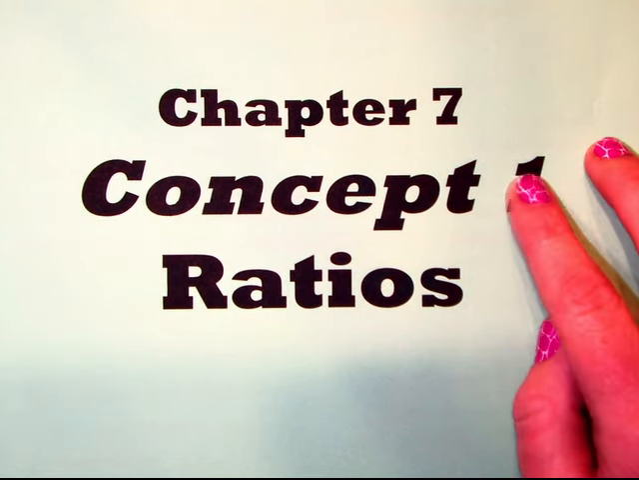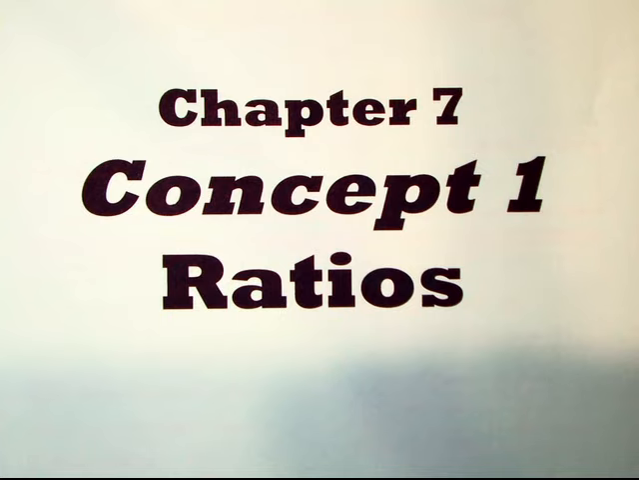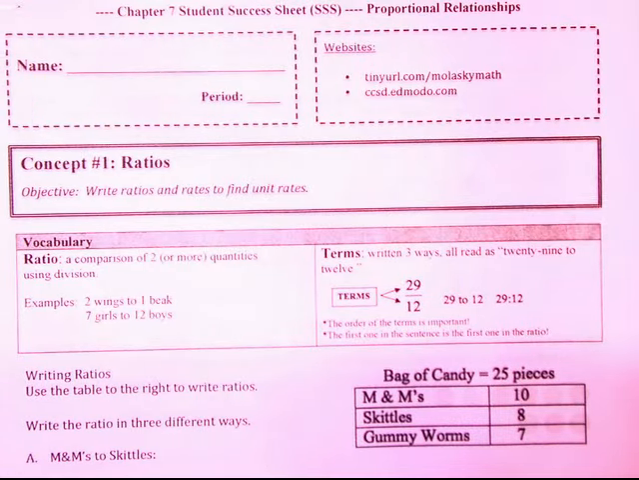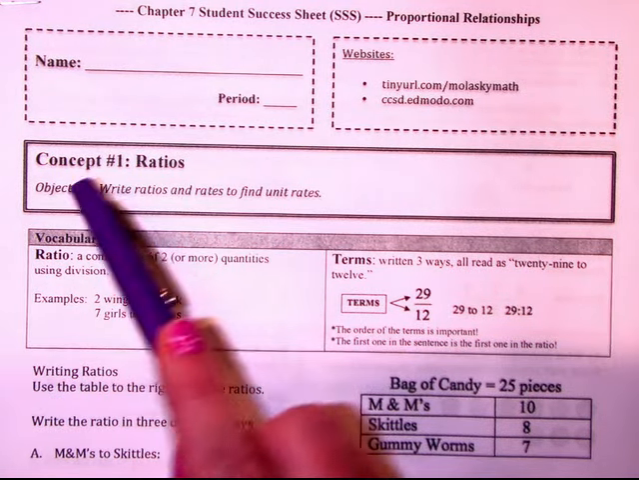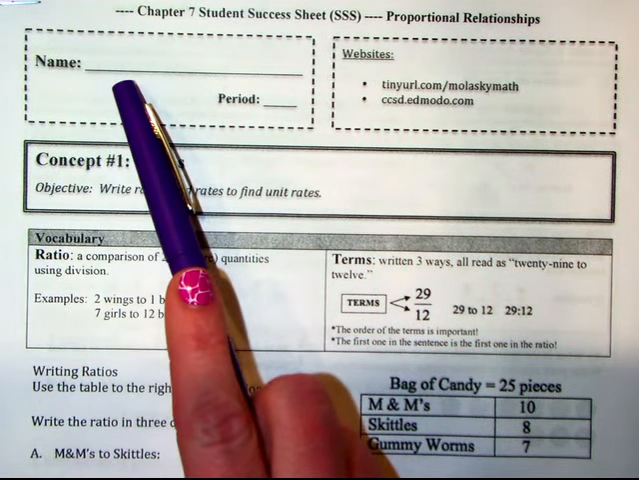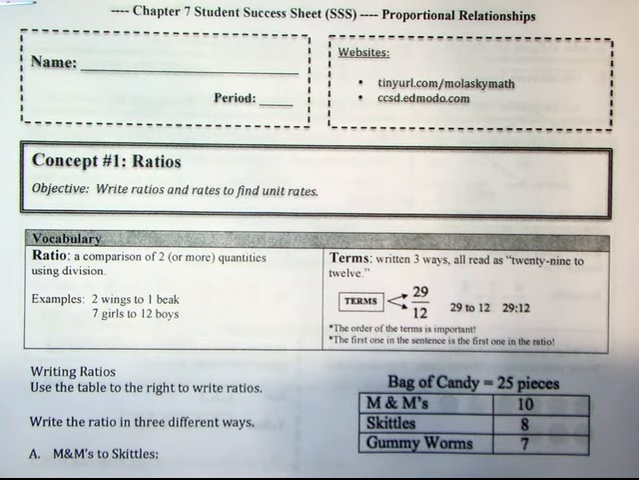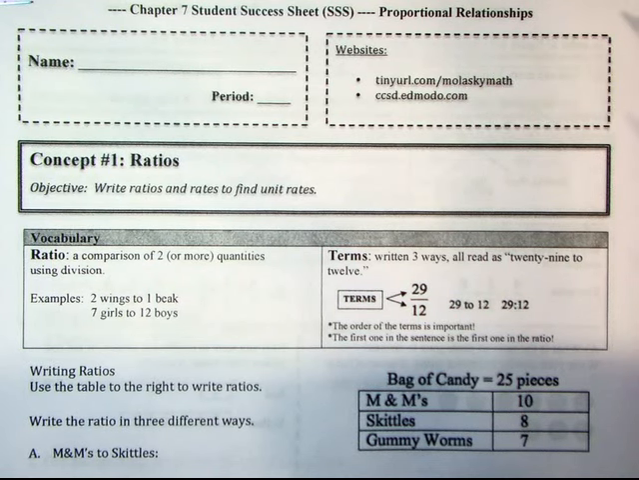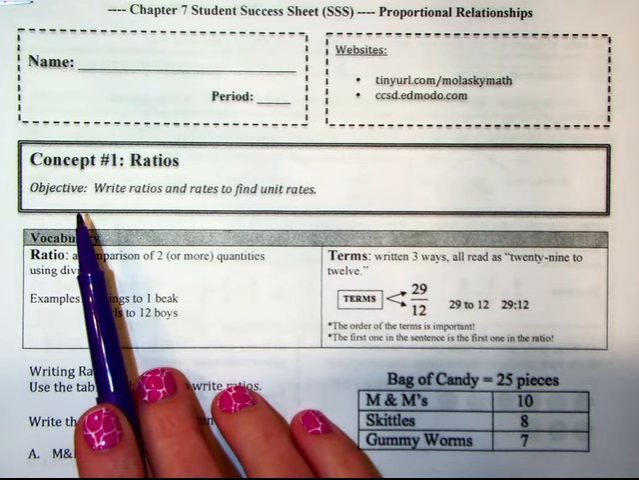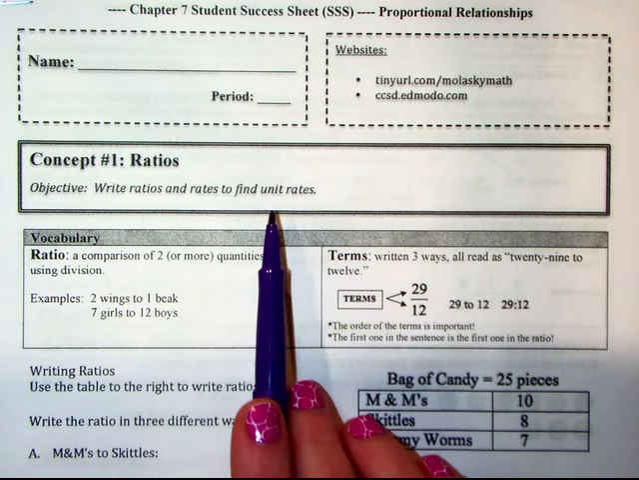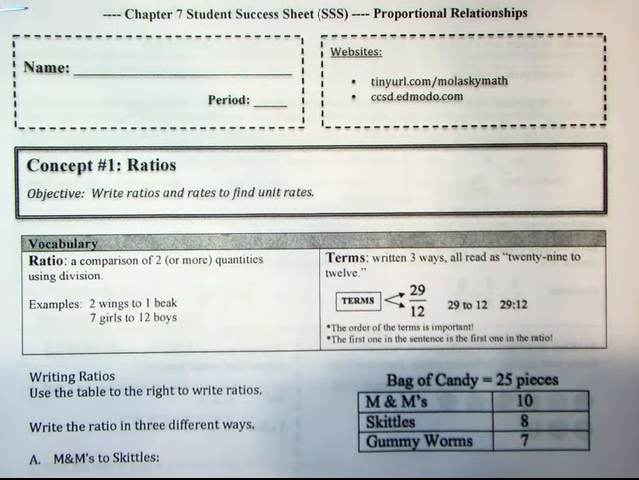All right, Chapter 7, Concept 1, Ratios. You should be on the page that says Concept 1 and Ratios. Please make sure you have your first and last name and your period here. Don't forget, this is our classroom website, and here's the site for Edmodo. Our objective is to write ratios and rates to find unit rates. We have two vocabulary words here.